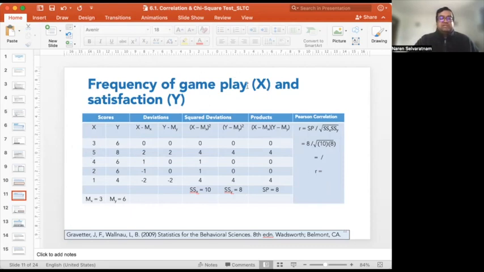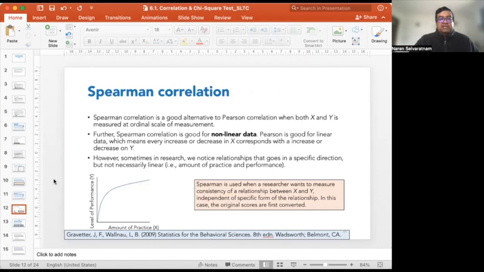So once again, frequency of gameplay and satisfaction. These are the two variables. So you can go ahead and calculate this. Now, that is Spearman correlation. Very similar to that is Pearson correlation. Now, very similar to Pearson correlation, you have Spearman correlation as well.